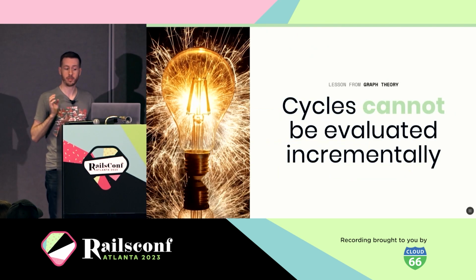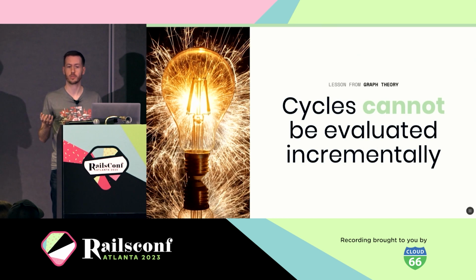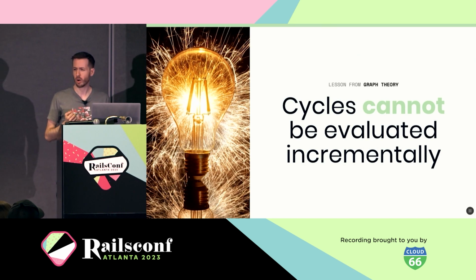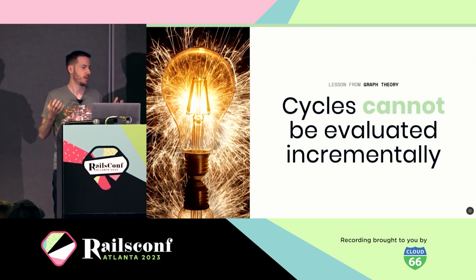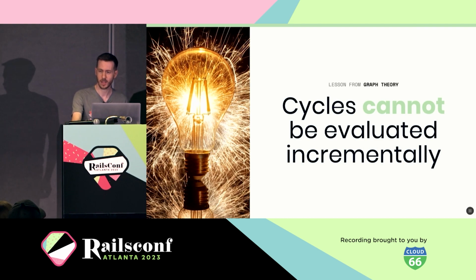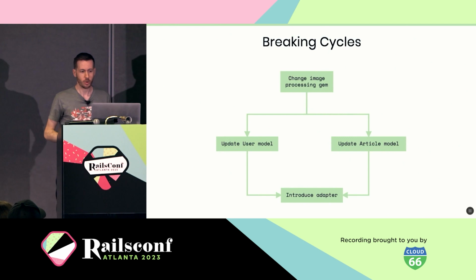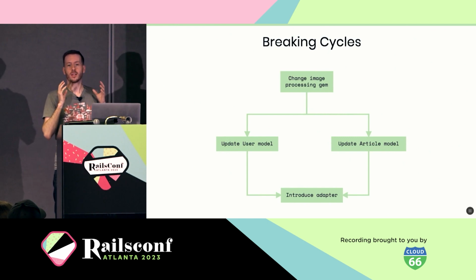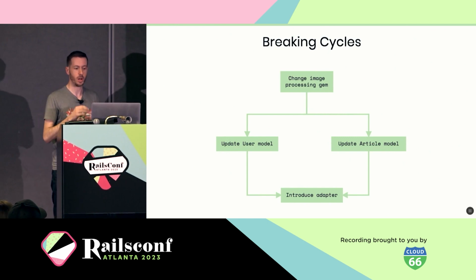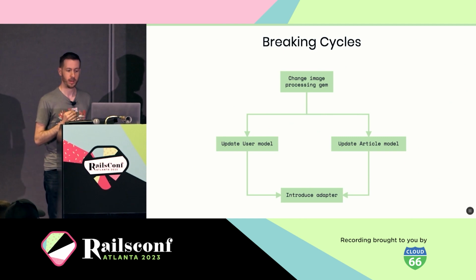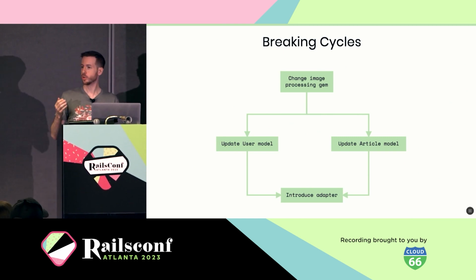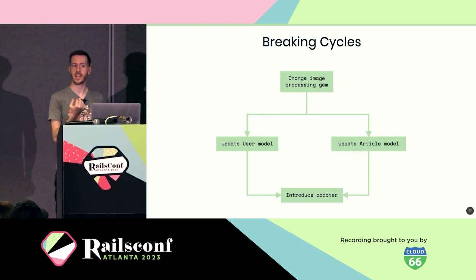Graph theory tells us that cycles cannot be evaluated incrementally. So are we stuck? Are we just doomed to shipping this as one giant project? No. Remember, you're not locked into the structure. You can always modify your graph. And so in this case, why not introduce a 4th step to this work? We could introduce an adapter.